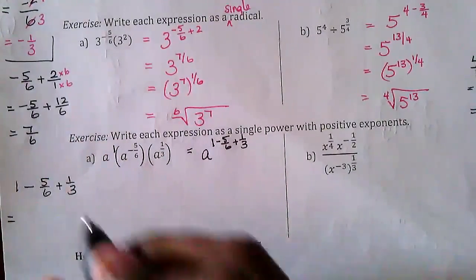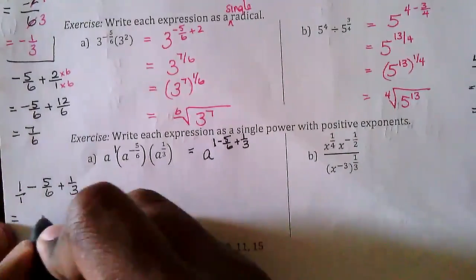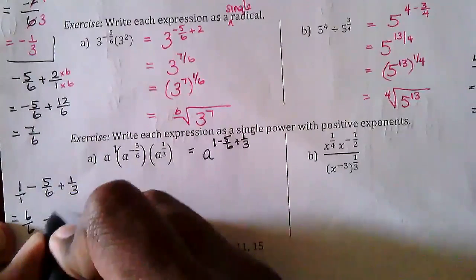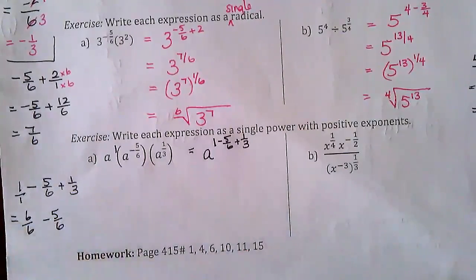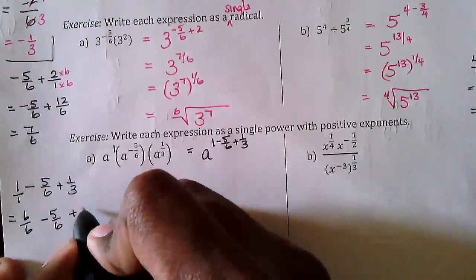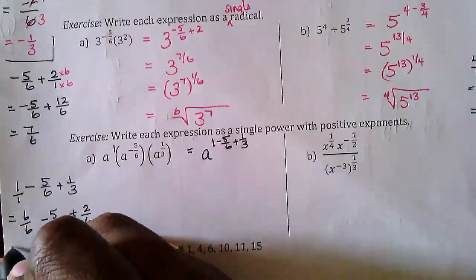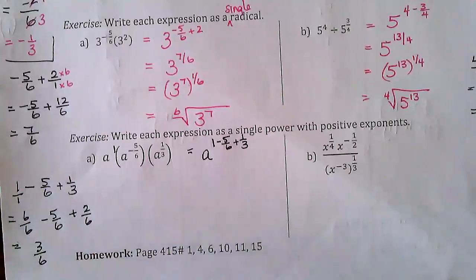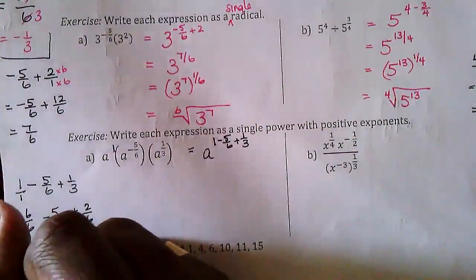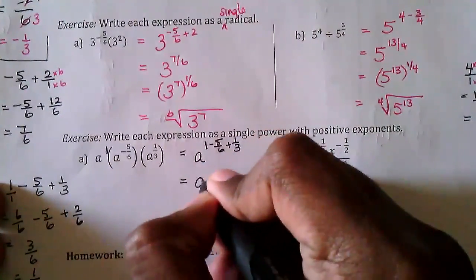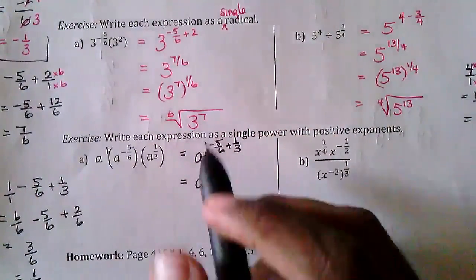We're adding fractions. We need a common denominator of 6. So this is just 6 over 6 because I'll multiply both of these by 6. This will be negative 5 over 6. It already has a denominator of 6. And to get to 6, I'm going to multiply the numerator and denominator by 2 here. So 2 over 6. So I'm left with 6 minus 5, 1 plus 2, 3 over 6, which ultimately reduces to half. So I can replace this with a to the power of half.